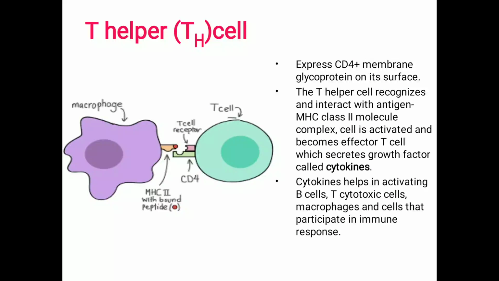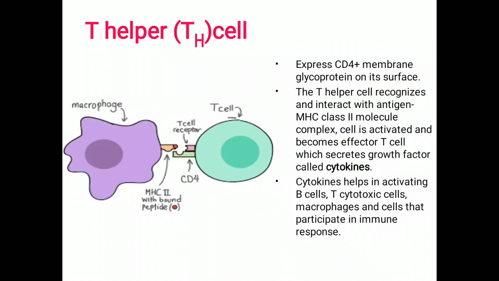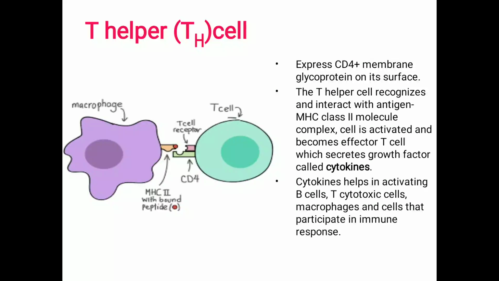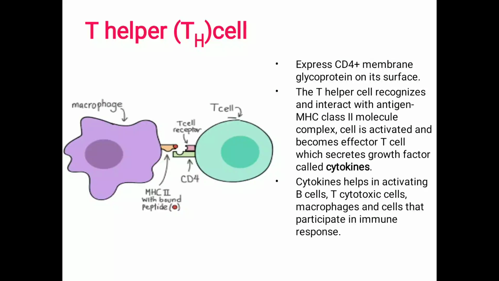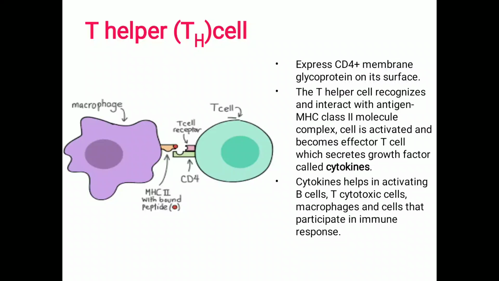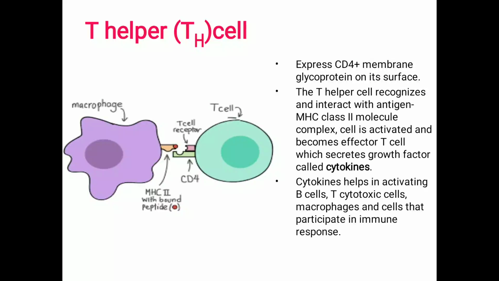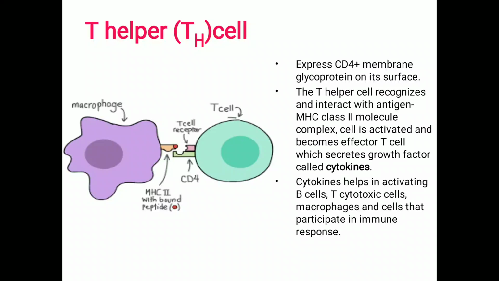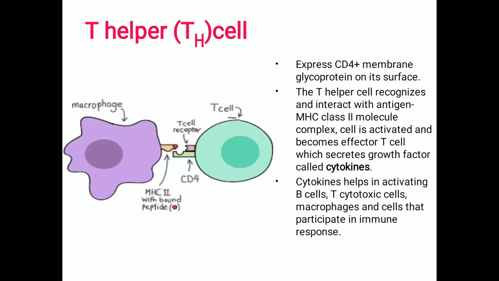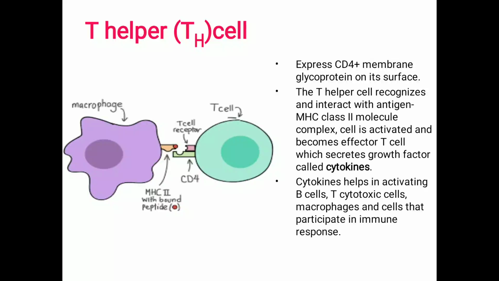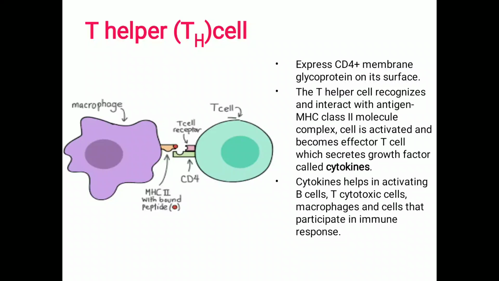T helper cells. As the name suggests, these helper T cells help other cells of the immune system in their activation. The T helper cells provide protection against both extracellular as well as intracellular pathogens. The T helper cells express CD4 positive membrane glycoprotein on their surface. These T cells can only interact with antigen when presented by MHC class II molecule on the surface of an antigen presenting cell such as a macrophage. So here you can see in this picture the MHC class II molecule is bound with a peptide and it is presented on the surface of a macrophage.